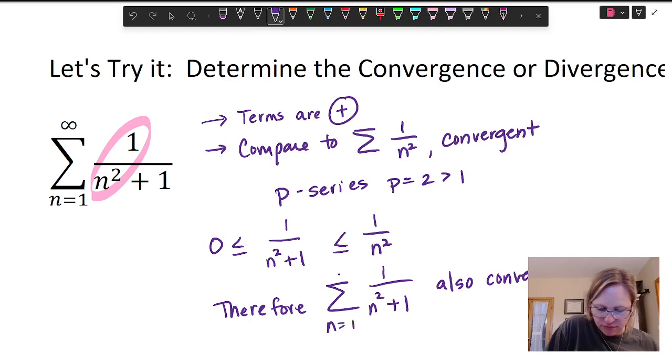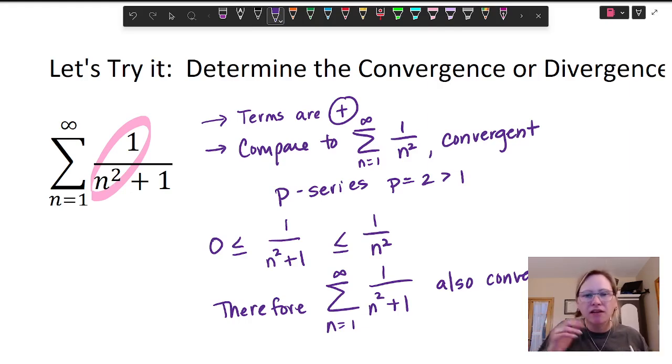Sometimes we leave out the n equals 1 and the infinity because we're talking about the series as a whole. It doesn't matter where n starts. The series either converges or diverges. Whether we start at 1 or start at 100, it's going to be the same result no matter what when we're dealing with infinite series. So here's how the direct comparison test works.